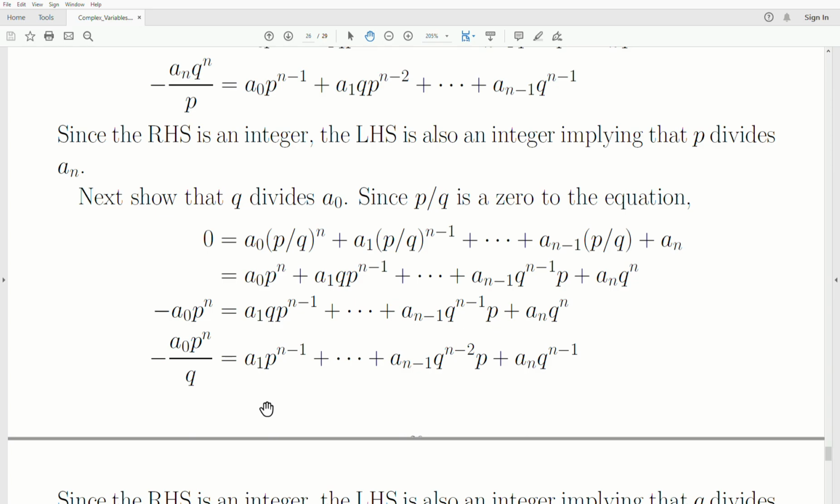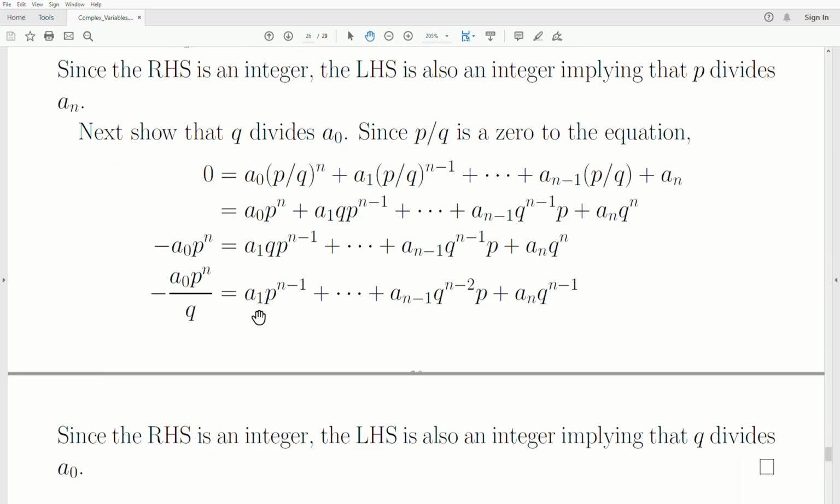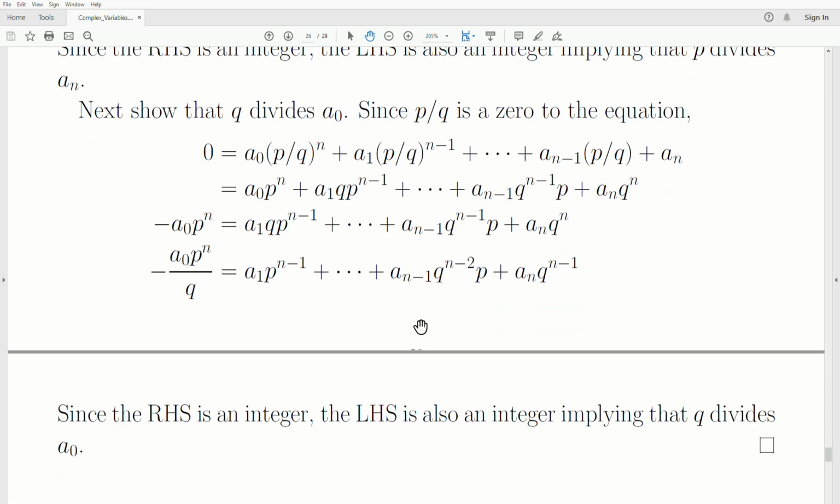Now look at the right-hand side. The right-hand side is binary operations of integers, right? So the right-hand side is an integer. That says the left-hand side is an integer. But Q and P are co-prime, so they don't divide into each other. So that means Q must divide a0. And that's what we wanted to show. And so we've proved the theorem.